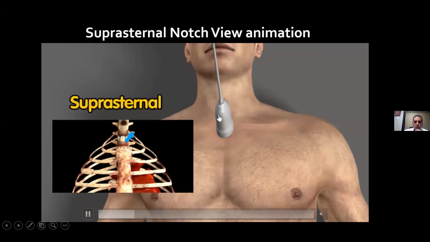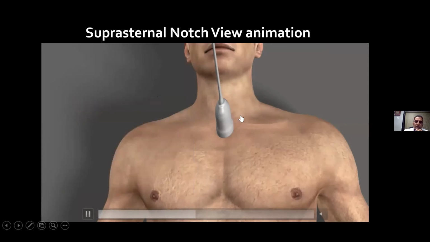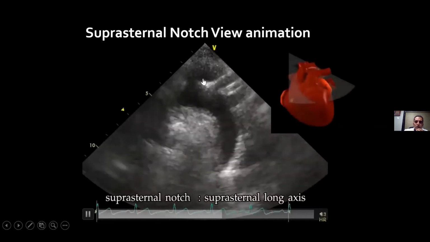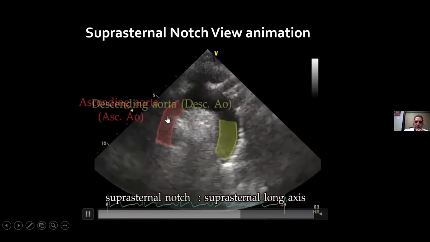Okay, now you see in suprasternal notch how it happens. Again, the probe is there in suprasternal area. In newborns, it becomes very difficult sometimes, especially in ventilated babies, because the neck is very small. Pointer again has 12 o'clock position. You see the ascending aorta, descending aorta, and the three branches.